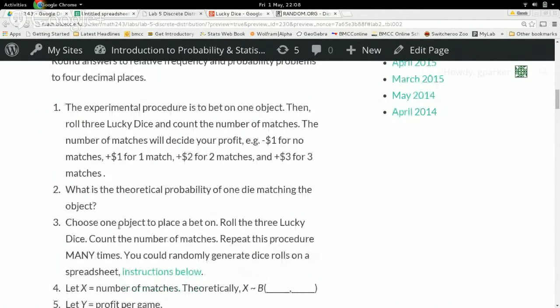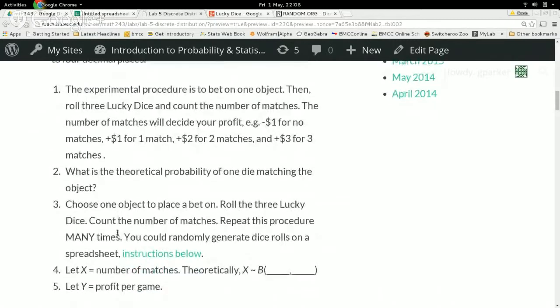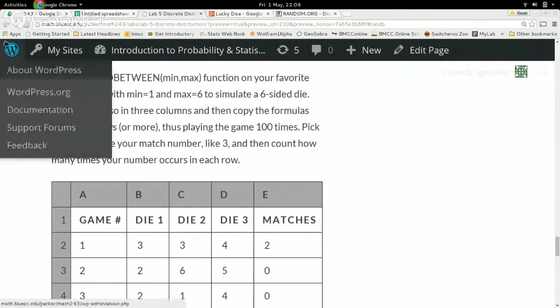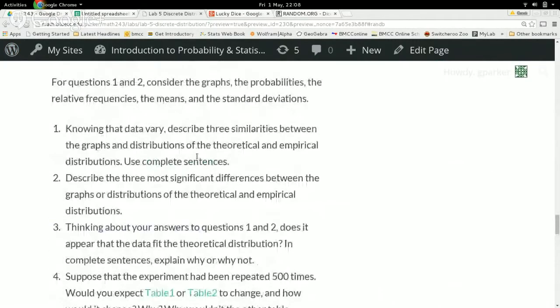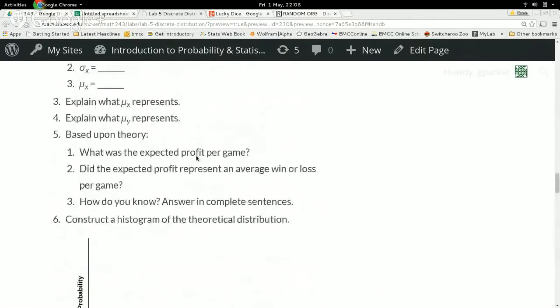So we're going to choose an object, a number to bet on, and we're going to roll the 3 lucky dice. We're going to count the number of matches each time. We're going to repeat this procedure many times. Now, alternatively, we could randomly generate the die rolls. And there's instructions down here about doing that at the end of the lab. I'll get to that in a minute.